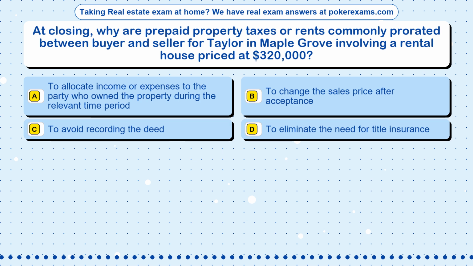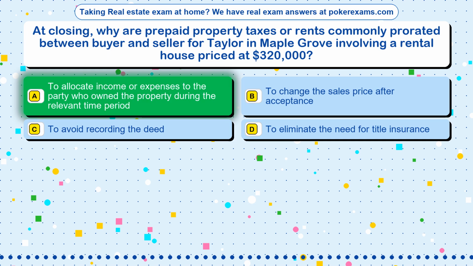Question 21. At closing, why are prepaid property taxes or rents commonly prorated between buyer and seller for Taylor in Maple Grove involving a rental house priced at $320,000? Option A. To allocate income or expenses to the party who owned the property during the relevant time period. Option B. To change the sales price after acceptance. Option C. To avoid recording the deed. Option D. To eliminate the need for title insurance.